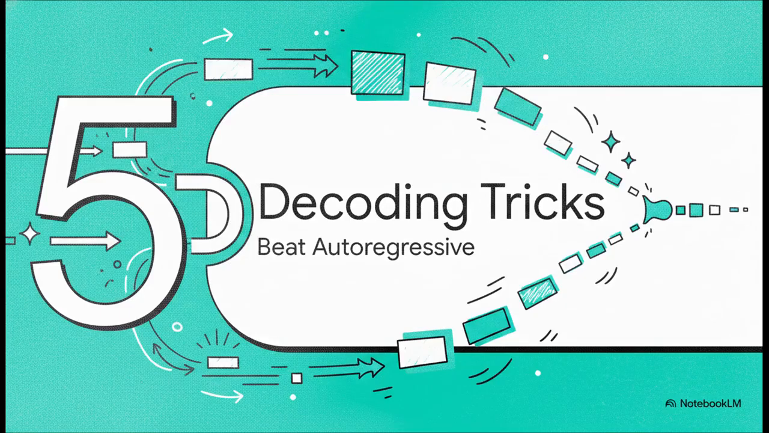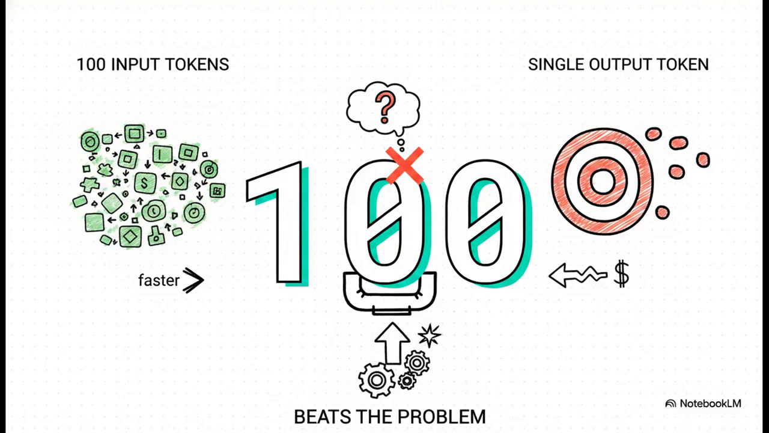Next up is Part 5, beating autoregressive generation with decoding tricks. Now, even if you have a perfectly compressed model, we still run headfirst into a very painful reality, the autoregressive decoding bottleneck. These language models generate text one single token at a time, sequentially.